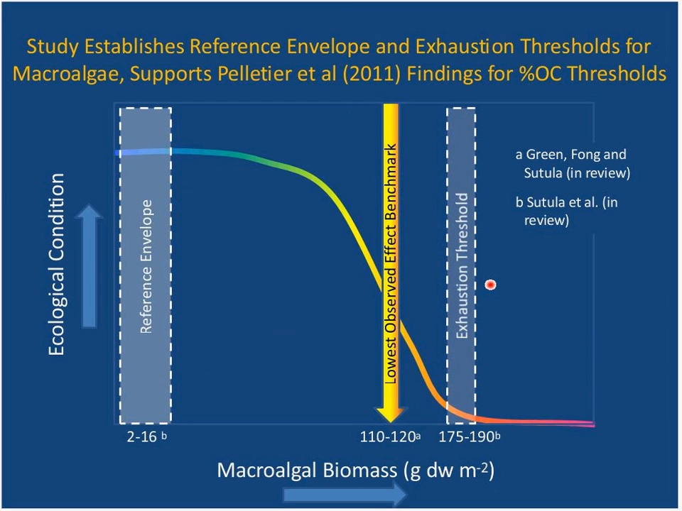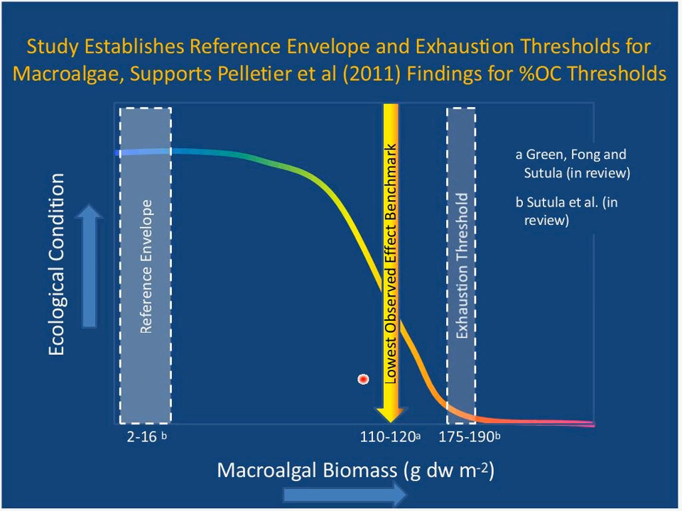So where Lauri left off, she said these field experiments identify this lowest observed effect benchmark at 120. Now we're using the benthic camera survey to say we have a reference envelope somewhere between 2 to 16 grams dry weight per meter squared, and then an exhaustion threshold around 175 to 190 grams dry weight per meter squared. So this is what this new data and these studies supported by the State Water Board are bringing forth.